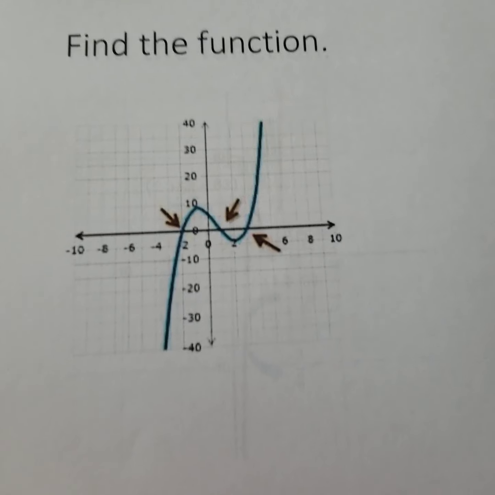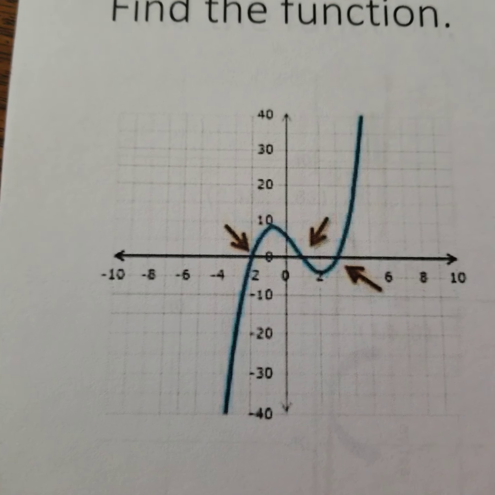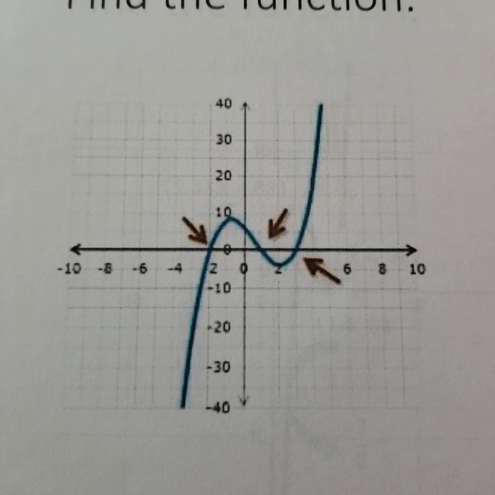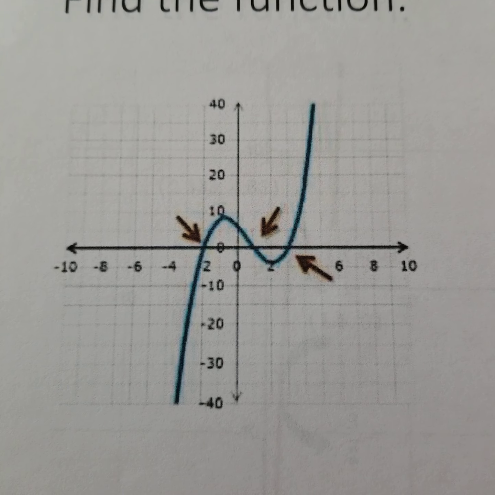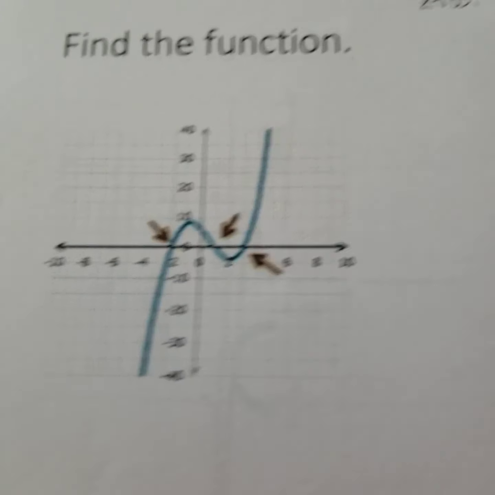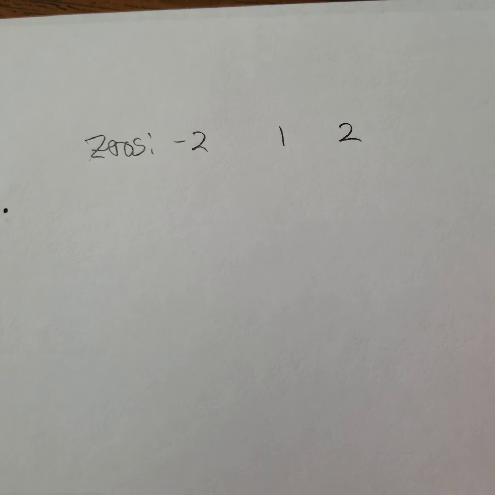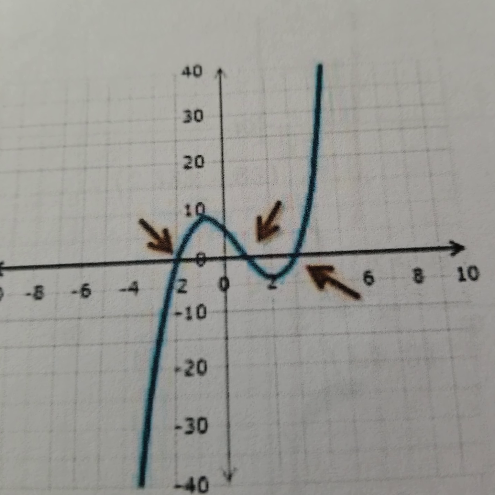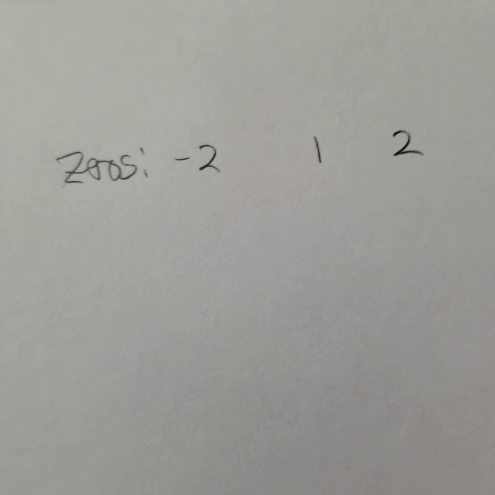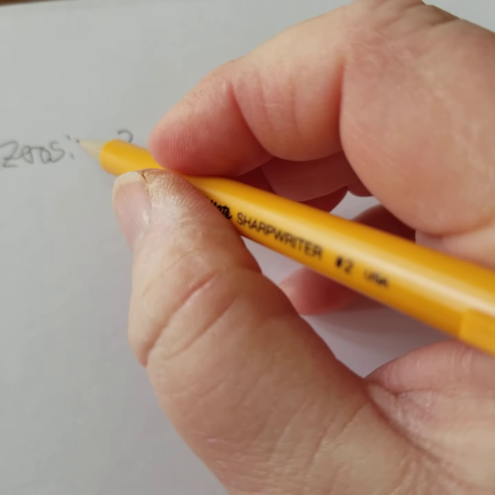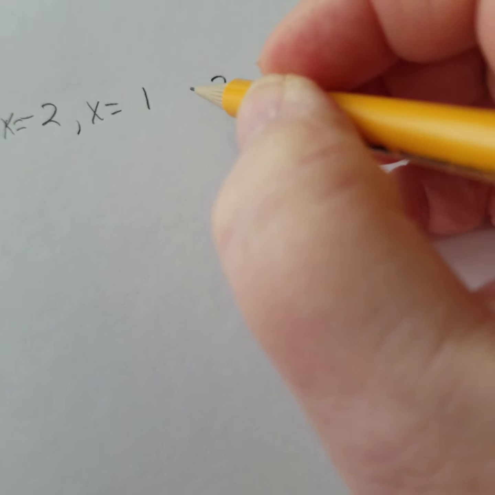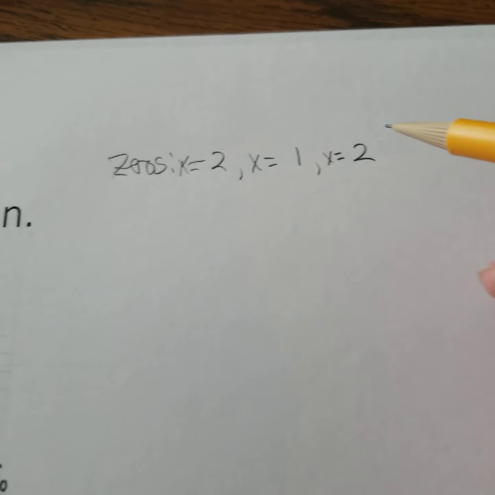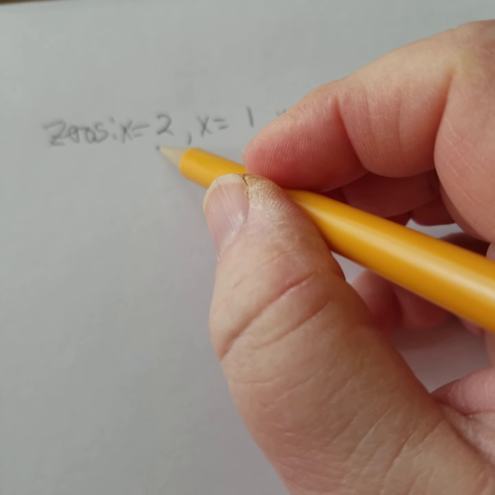Here's our first example. Here's our graph right here. And I want you to notice that our zeros are at -2, 1, and 2. I came over here and wrote down what my zeros are, but here's the graph, and you might pause it so that you can see where they're at. The thing I'm going to do is set each of those equal to x: x equals, x equals, x equals. The next thing I'm going to do is make the equations equal to 0.